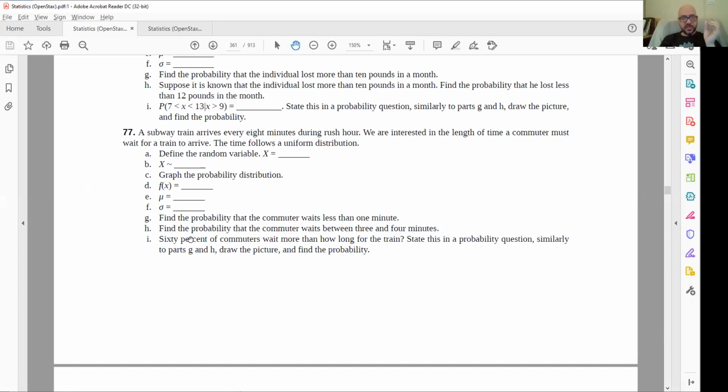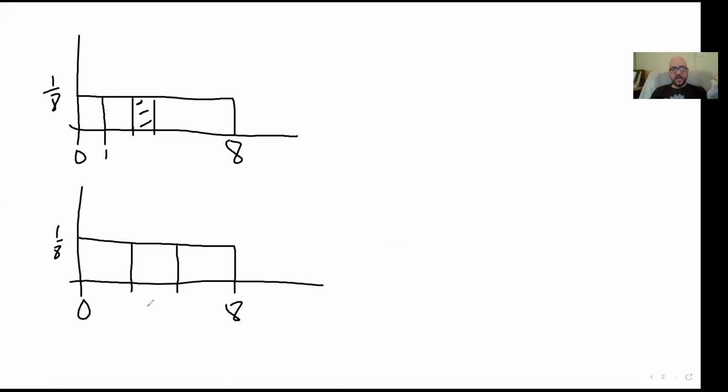So this says 60% is to the right, and therefore 40% is to the left, of course. So if 60% is to the right and 40% is to the left, then we want this one. We're looking for the 40th percentile, right? So let's get rid of this guy right here. Ooh, not that one.